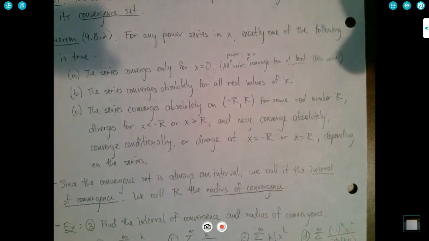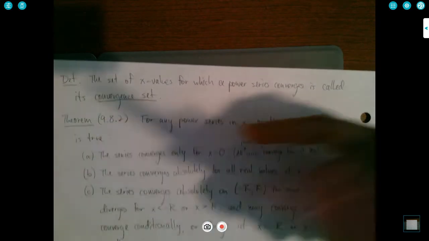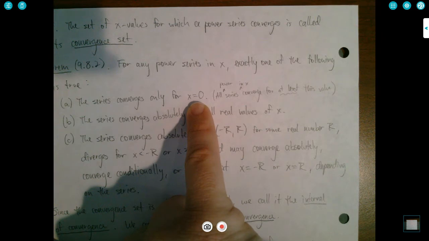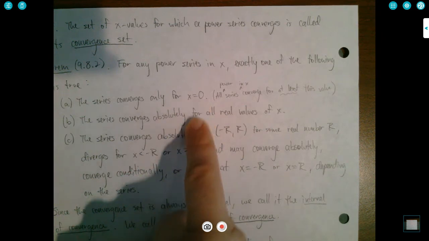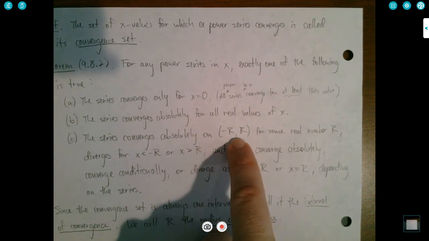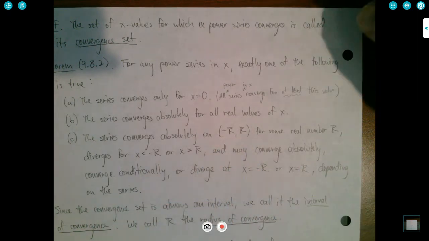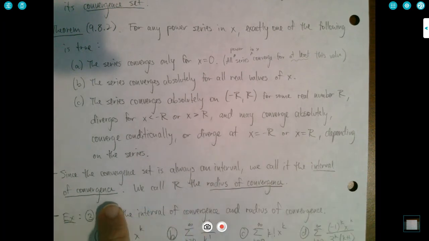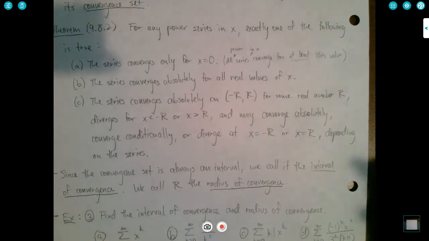So broadly speaking, we can think of the convergence set as an interval in all three cases, right? We can think of this as an interval with a radius of 0, okay? We can think of this as an interval with a radius of infinity, and we can think of this as an interval of radius r, okay? So since the convergence set is always an interval, we call it the interval of convergence, and we call r the radius of convergence. And again, r could be 0, infinity, or some positive real number.